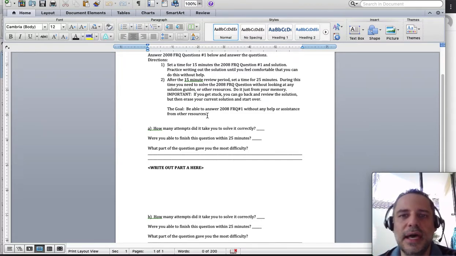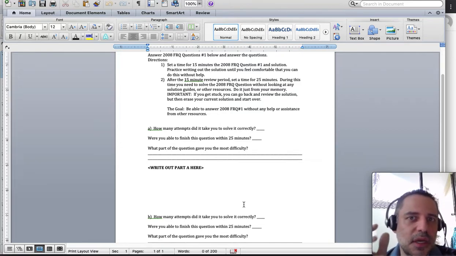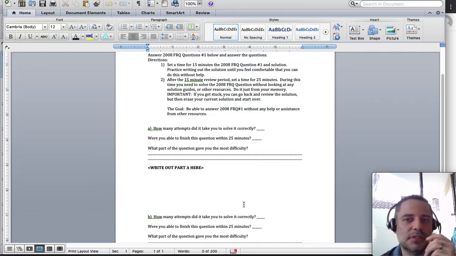And so they're going to do that. So again, if they get stuck, I have the instructions here. You can go back and review the solution, but then erase everything. They're going to write part A, part B. And then I have 2 questions or 3 questions for them, actually. How many attempts did it take for you to solve it correctly? So if they had to go back and look at the solutions 2 times, they say, okay, it took me 3 attempts to solve it correctly, but they were able to solve it. And then, were you able to finish the question in 25 minutes? And the third thing, what part of the question gave you the most difficulty?